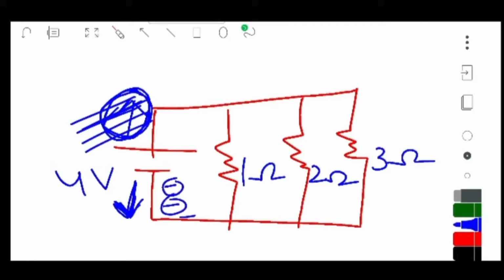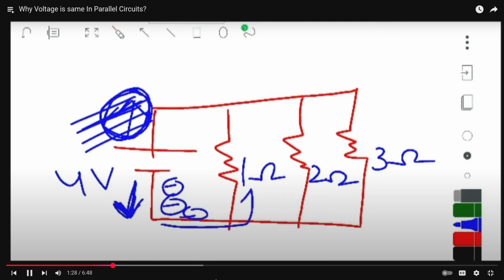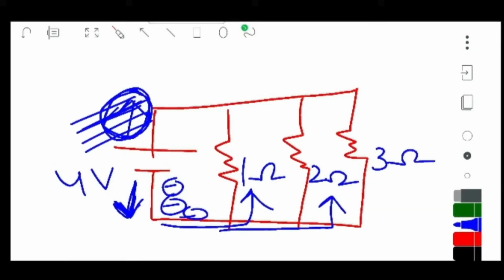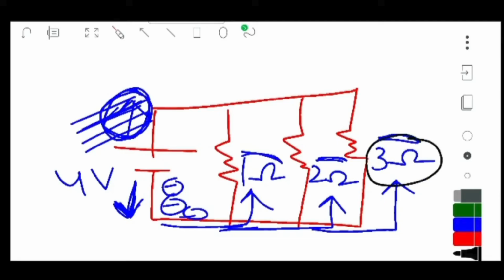Some electrons will start flowing in this direction, and right here some electrons will flow into the 1 ohm resistor, some into the 2 ohm resistor, and some into the 3 ohm resistor. The 1 ohm resistor resists these electrons a little bit, the 2 ohm resistor resists more, and the 3 ohm resistor resists even more. So the resistance at the 3 ohm resistor is more. That's why less current flows here.